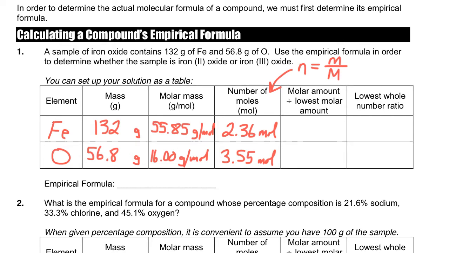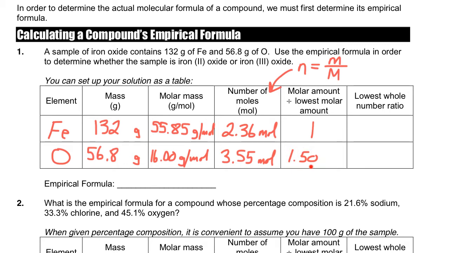Now the next thing I'm going to do is find the ratio of iron to oxygen. In order to do that, I'm going to find the lowest molar amount. So in my list of molar amounts, this is the smallest one, 2.36. So I'm going to divide each molar amount by 2.36. So of course 2.36 divided by 2.36 is 1. And 3.55 divided by 2.36 is 1.5. So we can see here that for every 1 iron atom, there's 1.5 oxygen atoms.